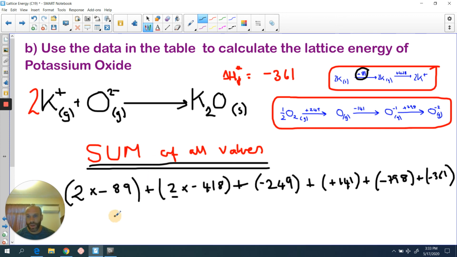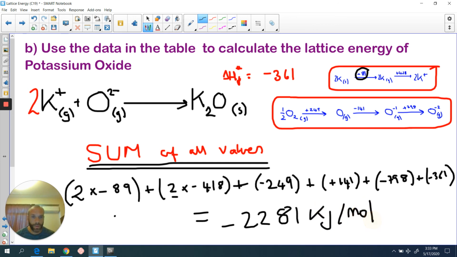You add up all those values and you will get an answer of minus 2281. And I believe that most students came up with that answer, so very well done. Of course, I should put in the units here. This should be kilojoules per mole. Things to watch out for when you get your answer: remember that lattice energies should be exothermic, so you really need to have a negative value there. If you don't, then recheck your sum.